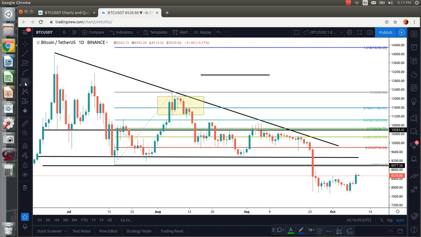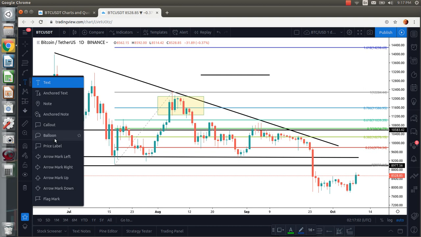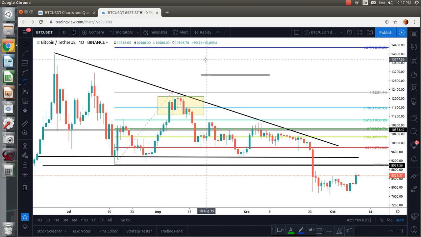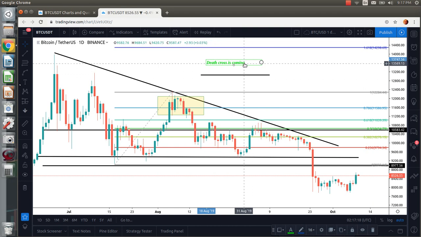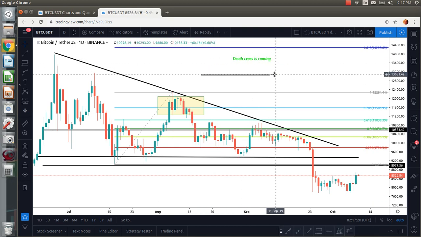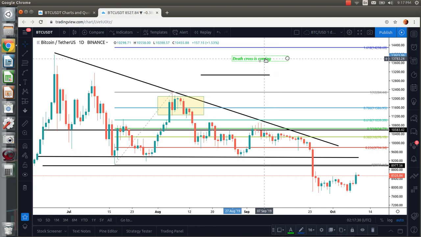There's your text right here. You can do all kinds of things, little balloons, price label. I don't use hardly any of this stuff, but if you want, go check it out. I use text whenever I'm trying to write stuff like, death cross is coming, and that way I can get my point across without having to explain it through voice, because a lot of times you can't. You're just sharing a picture with people, so these little notes come in handy sometimes. So that's what the text is really for.